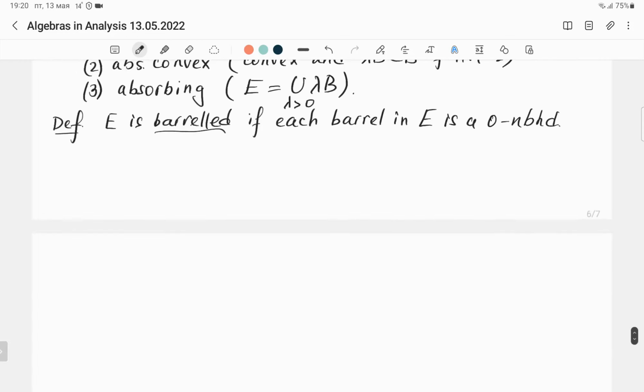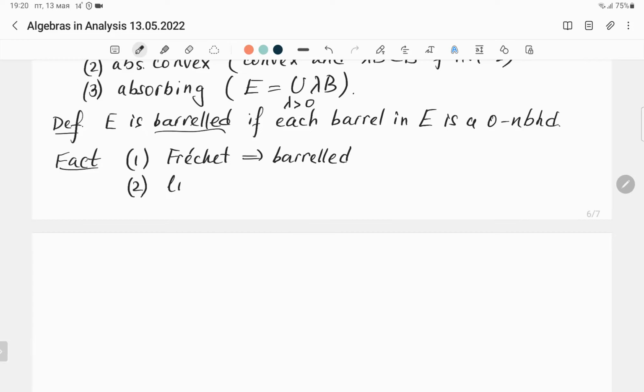It is a well-known fact that each Fréchet space is barreled. And also it is known that the direct limit of any direct system of barreled spaces is also barreled. So the category of barreled spaces is rather big.